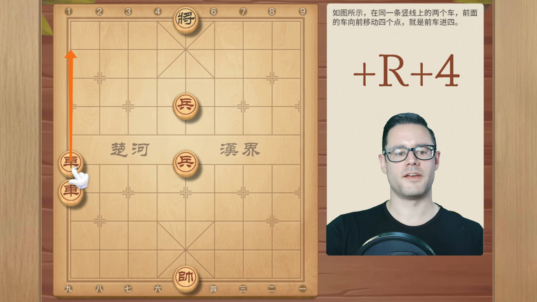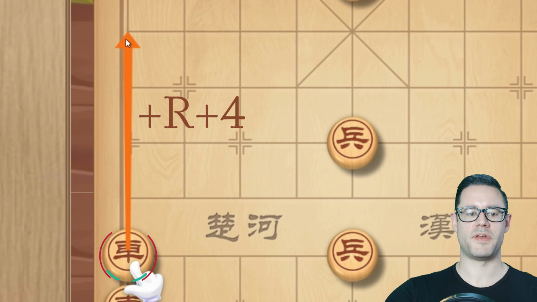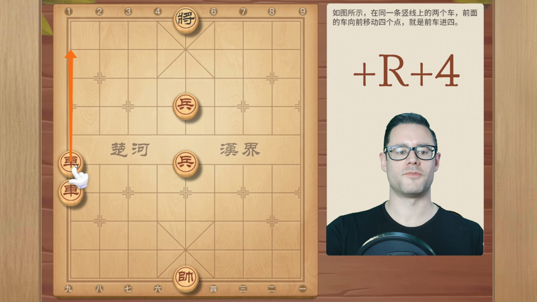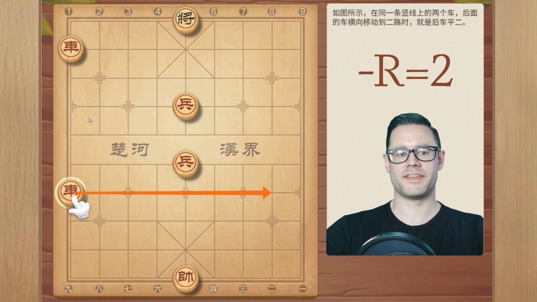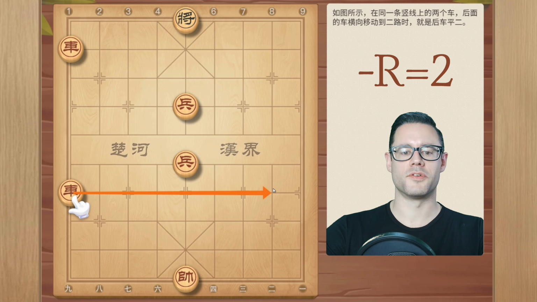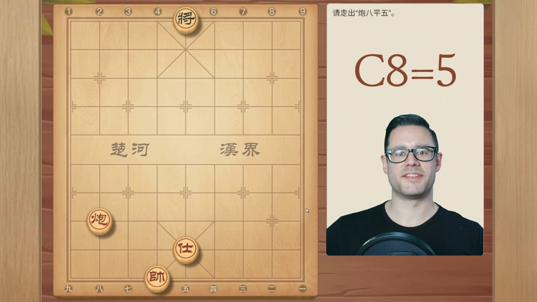So we want to move the rook that is in the front forward by 1, 2, 3, 4 spaces. To differentiate between moving the rook that's in front versus the one that's behind, we would say plus R plus 4. So plus rook in the front moves forward 4 spaces. And for the one that's behind, we would put a minus. So minus R equals means move sideways. The rook that's behind moves sideways to file 2. Minus R equals 2.